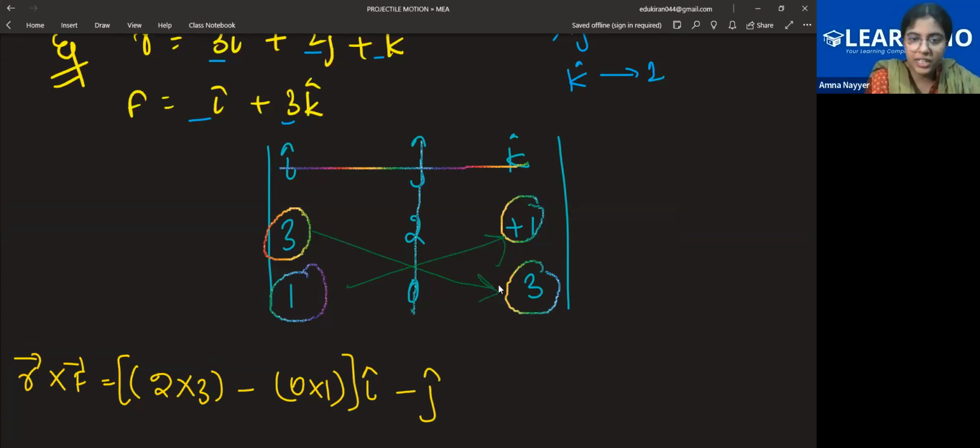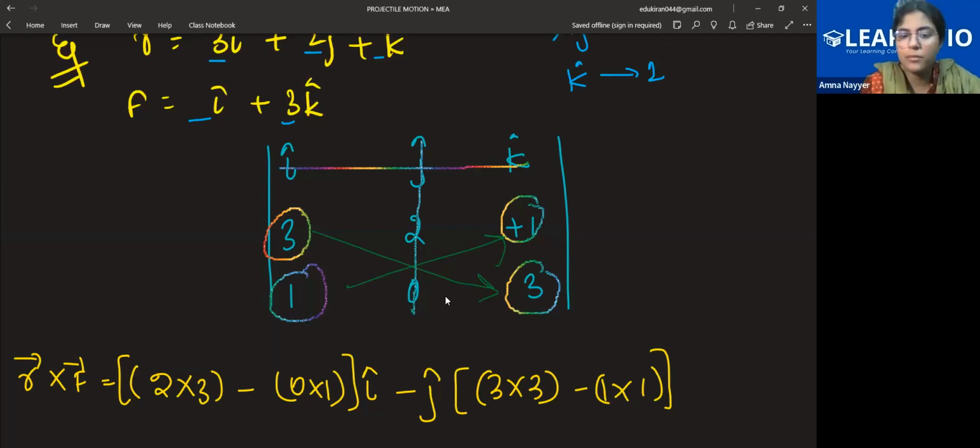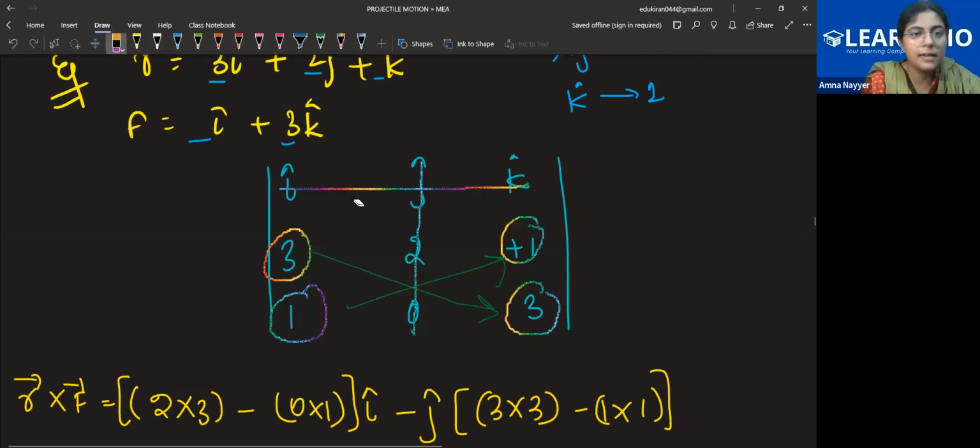Then go vertically down. This is 3 into 3 minus vertically up 1 into 1. This is how you have to move: 3 into 3, 1 into 1, vertically down minus vertically up. Just remember in the j cap case that you have to subtract it. Let's come to the k cap.